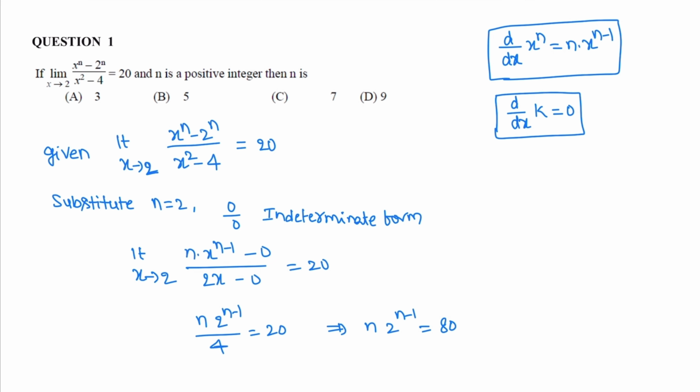Keep n is equal to 5. So 5 into 2 power 4, and 2 power 4 is 16. 5 into 16 is equal to 80. The equation is satisfied for n is equal to 5. This above expression is satisfied, LHS is equal to RHS. So the correct answer is B.